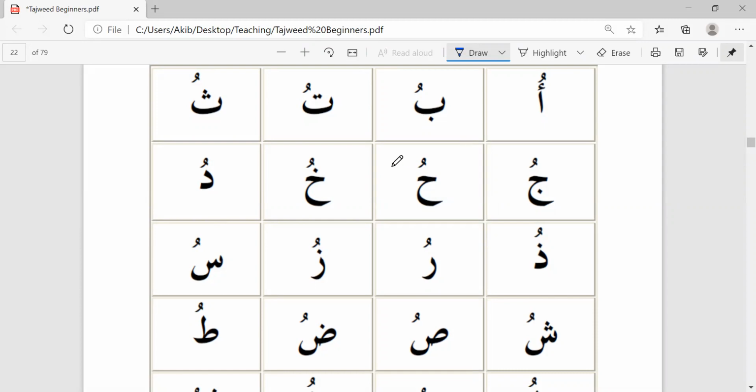Hu. The kha is a heavy letter, so we're just going to mark it. Khu, khu, khu. The letter dal is going to be du, du, du. Okay. The letter dal, again, make the sound really, really light.